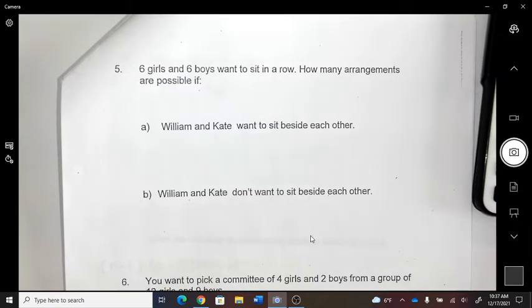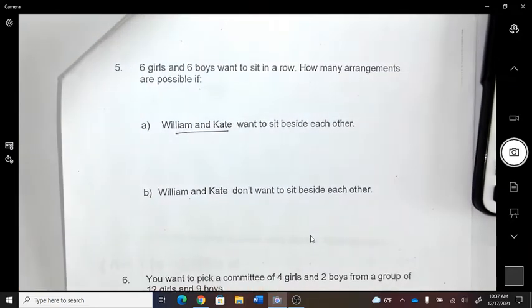You have 6 girls and 6 boys that want to sit in a row. How many arrangements if Will and Kate want to sit beside each other?